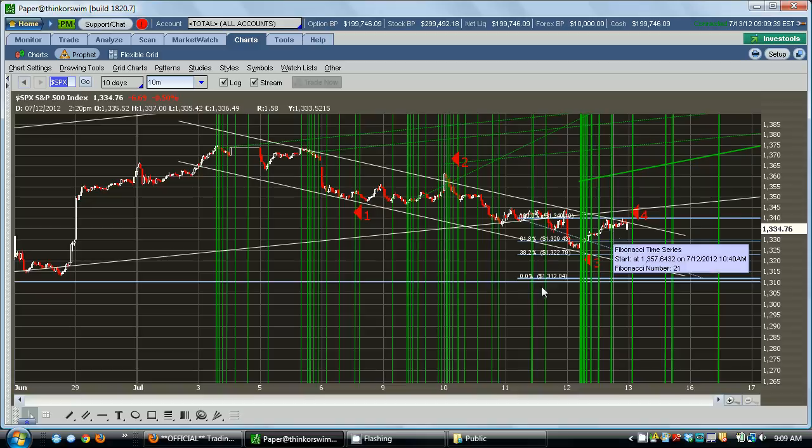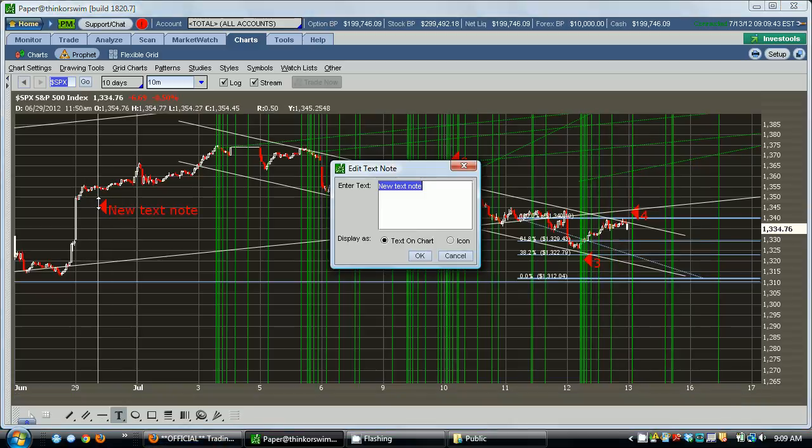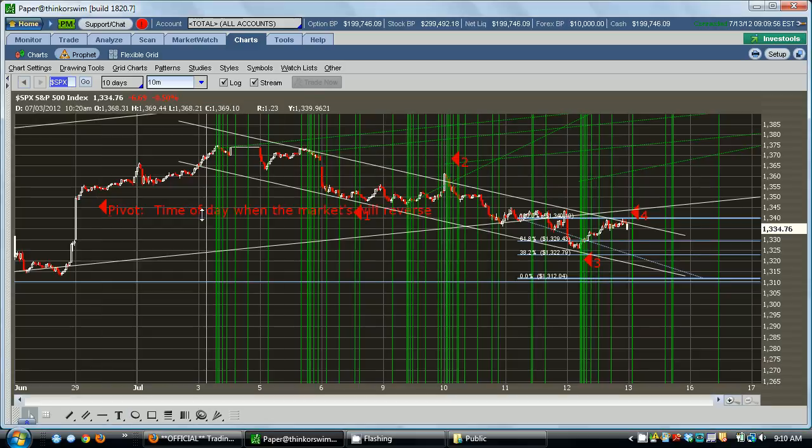I wanted to talk about pivot points coming into the day. Pivot points, if you don't already know, I do these all the time and with pretty good accuracy. A pivot, when I'm talking about it, is just a time of day when the markets will reverse. I like doing this on short term and long term.